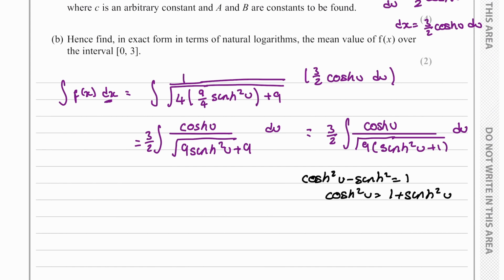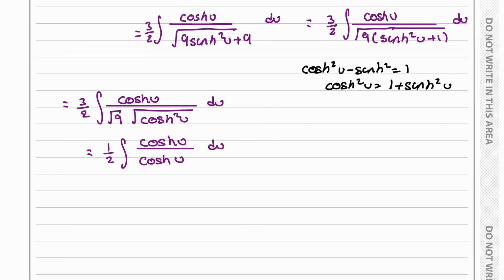So now we get cos u over the square root of 9 times the square root of cos squared u. We can simplify this square root and square term, and we can pull this third out in front, and that will cancel with this 3. These two will cancel, so we're left with 1/2 of the integral of 1 du. And we can integrate this quite easily, and we get 1/2 of u plus the constant term.